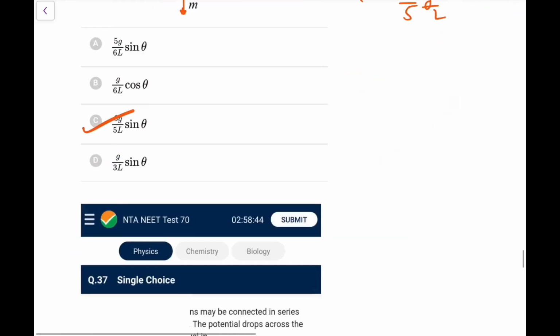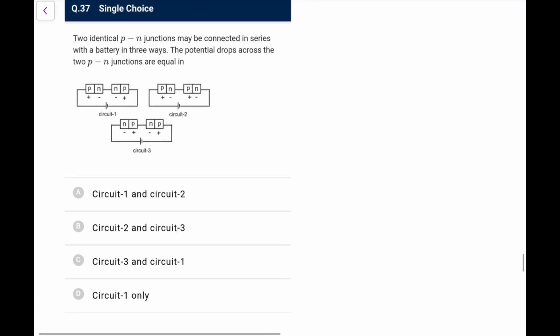Yes. Next. Two identical PN junctions may be connected in series with a battery in 3 ways. The drop across two are equal, definitely when both are forward biased. So when both are forward biased, that is in option 1 I can say. In only one we can say like this and nothing else. In one, or yes, in one only I think. Sorry, no, it is circuit 2.